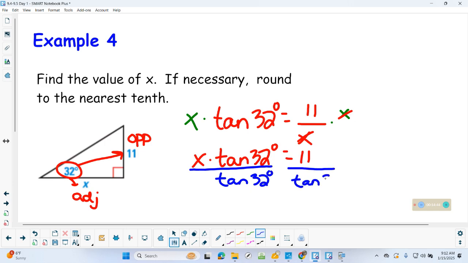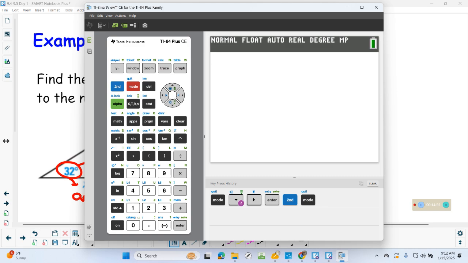And I know you guys know that to solve equations. You're great at that. So here we go. I'm going to pull up the calculator. I am literally typing this in. I'm going to hit 11 divided by tan 32.